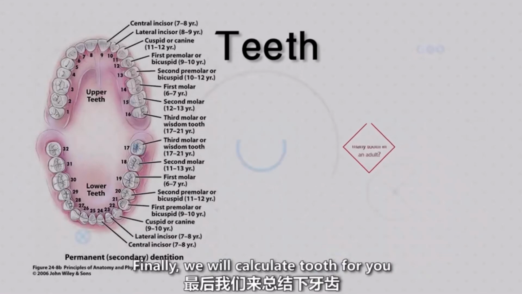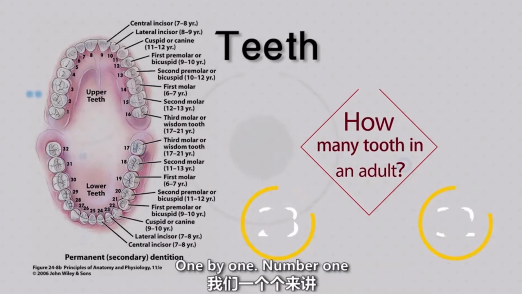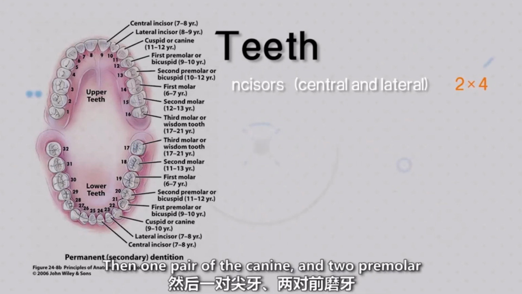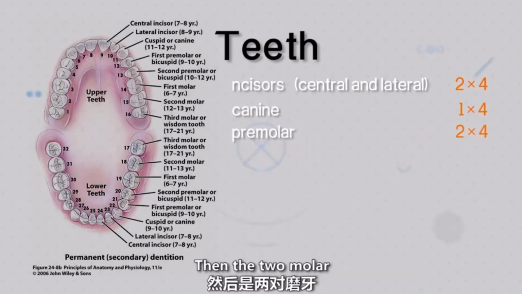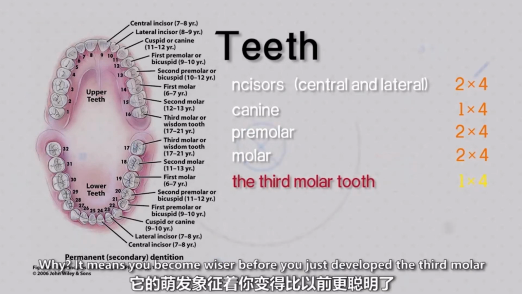So finally, we just count the teeth for you and answer the first question. Why 28 or 32? One by one. In the center, we have two pairs of incisors. Then one pair of canines and two premolars. Then the two molars. So be careful. The third molar tooth we call the wisdom tooth. Why? It means you become wiser than before, you just develop the third molar.